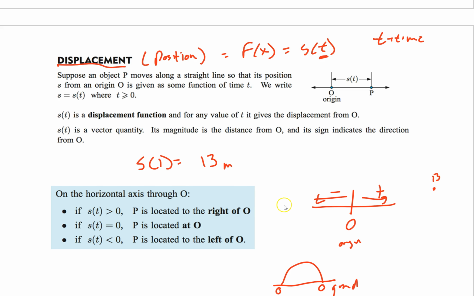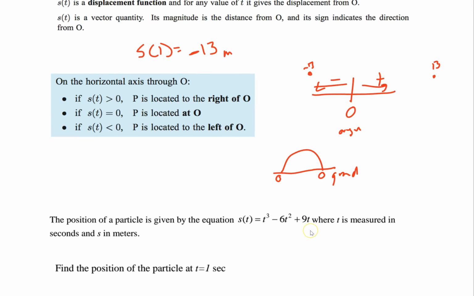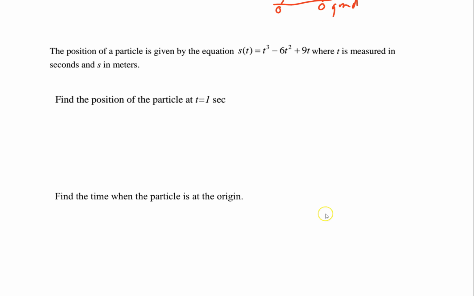It doesn't mean that's how fast you're going. It's position: 13 meters right of the origin. If you got negative 13, you'd be 13 meters left of the origin. On the vertical one, 13 would be 13 meters high, and negative 13 would be 13 meters in the ground. So just keep that in mind: positive is to the right, negative to the left, and 0 is 0. So let's do a quick example of a couple problems that deal with this. The positional part is given by the equation s of t. Notice again, s of t is position, or displacement.